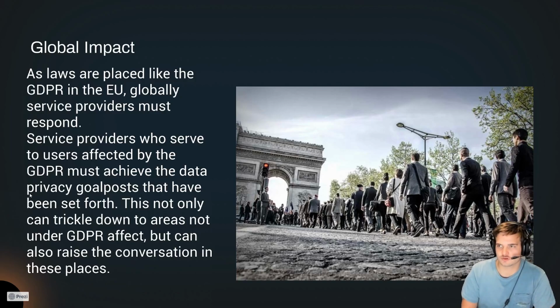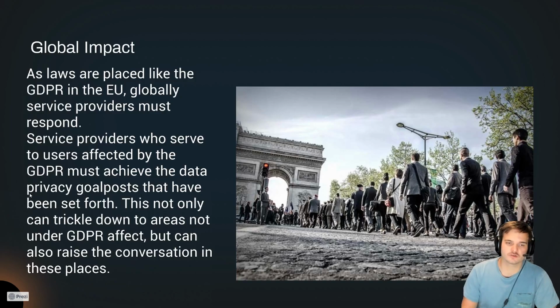This can have a trickle-down effect where some companies might decide that they just want to implement these regulations across their entire company. So whether you're a US user, whether you're a user in another foreign country, or whether you're a user in the European Union, you're protected by these GDPR rules.